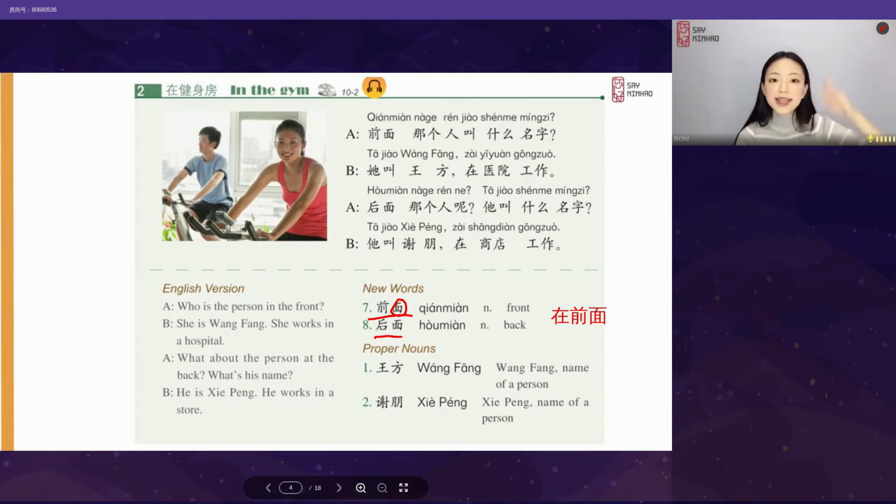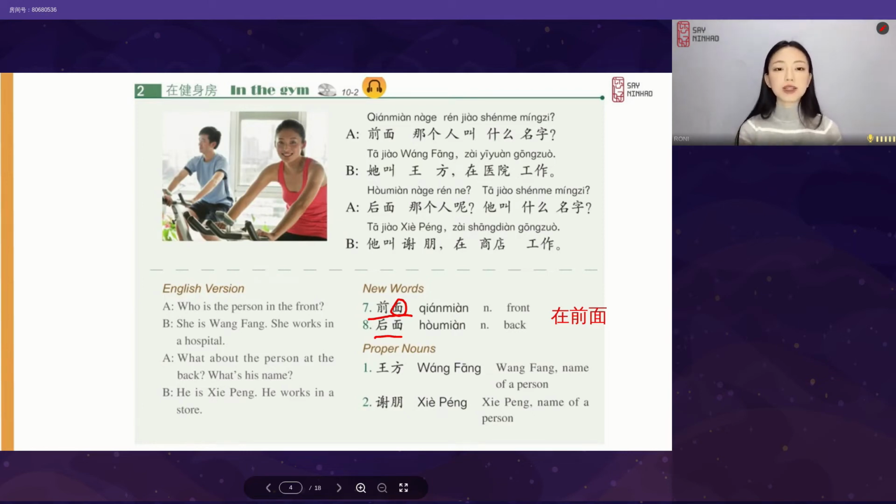Next one is Xie Peng. Read after me, please. Xie Peng. So try to guess which one is the last name. It is Xie. Xie is the last name and Peng is the first name. Okay. Very good. Now let's try to read from the start each for twice, okay? 3, 2, 1. 前面,前面,后面,后面. Okay, now let's move on to our text.